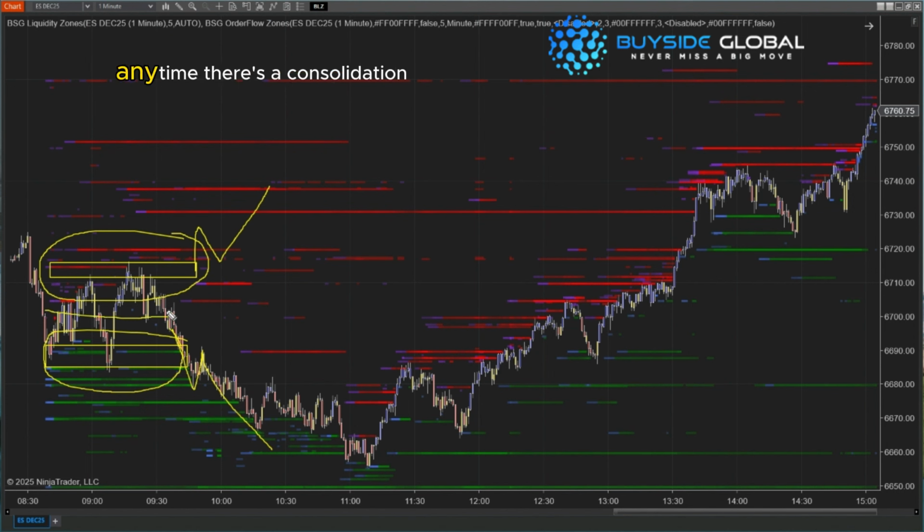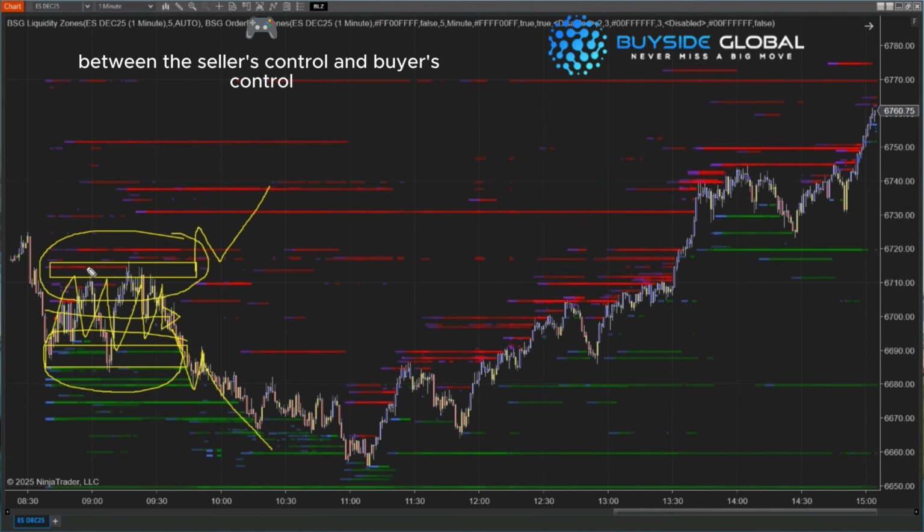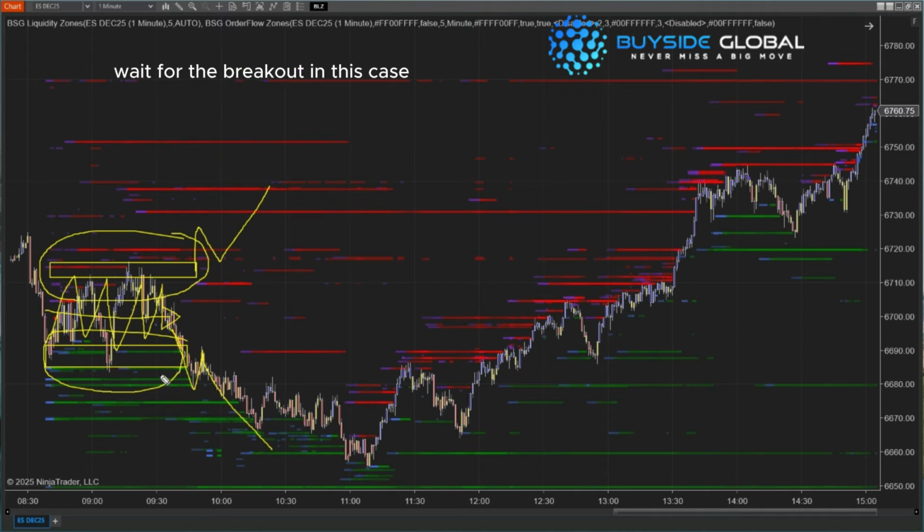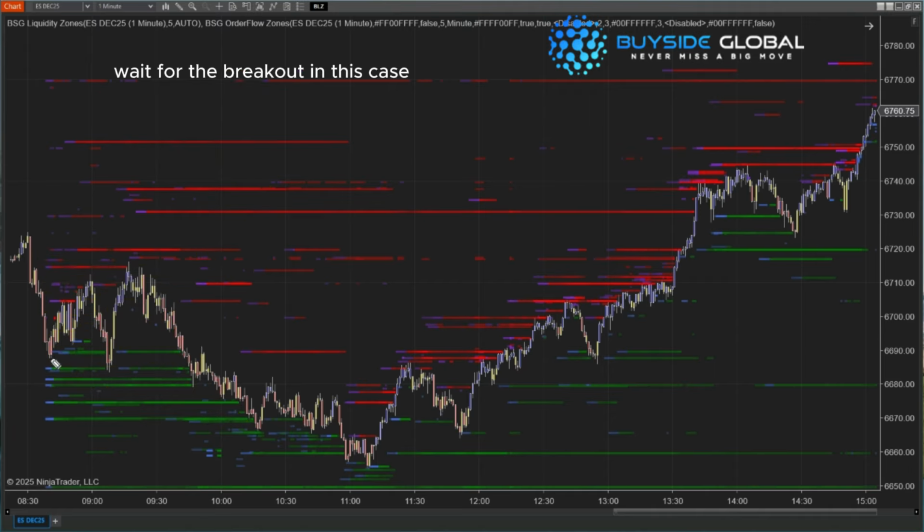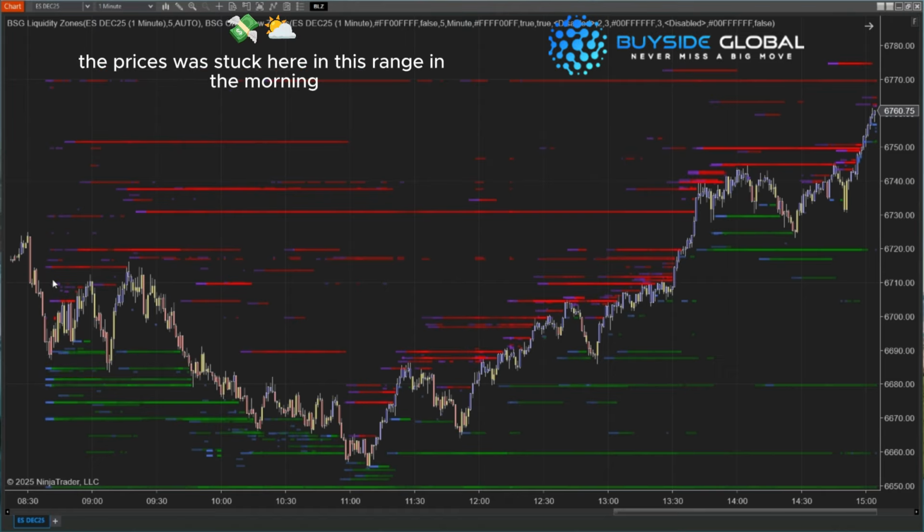Anytime there's a consolidation, there will be a breakout. This is my saying always. Anytime there is a consolidation, price is moving stuck in a range between the seller's control and buyer's control, wait for the breakout. In this case, we can clearly see the consolidation.